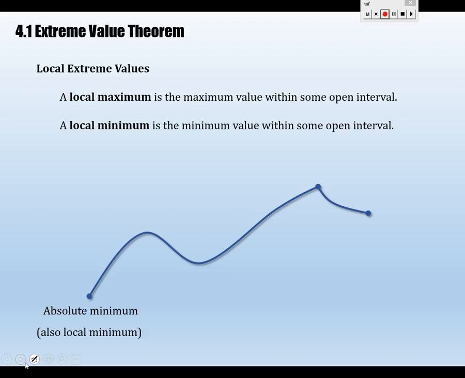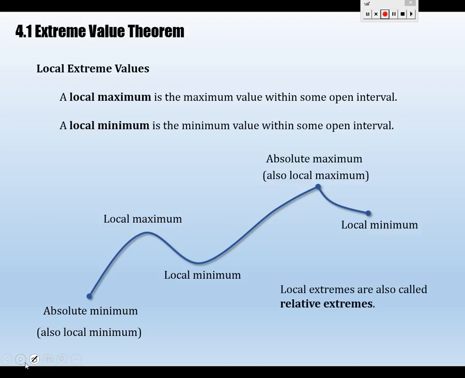So an absolute minimum is also a local minimum by the definition above. Local maximum, local minimum, absolute maximum. All right. And these are also called relative extremes. So, by the way, why is this a local minimum, by this definition of local minimum?